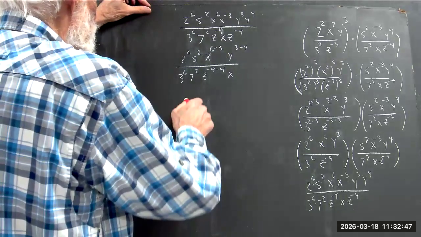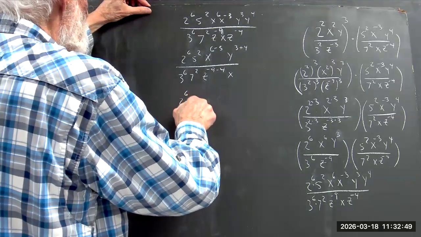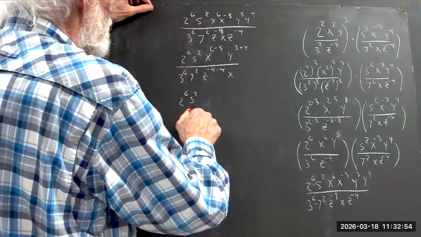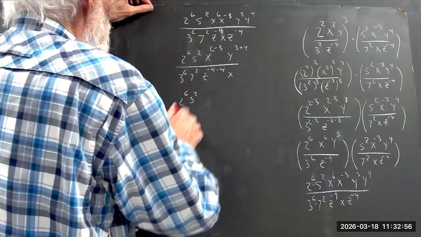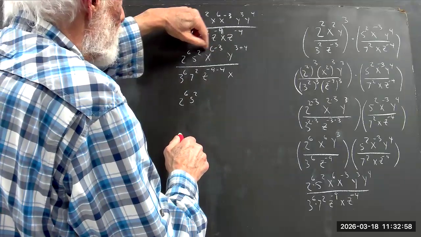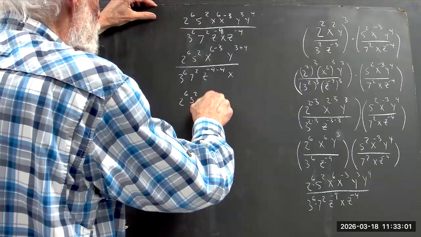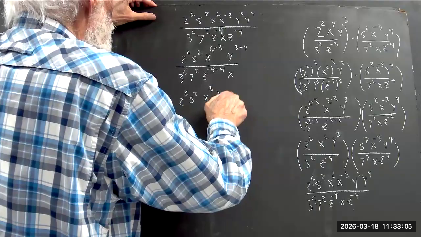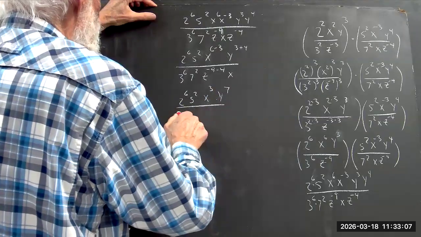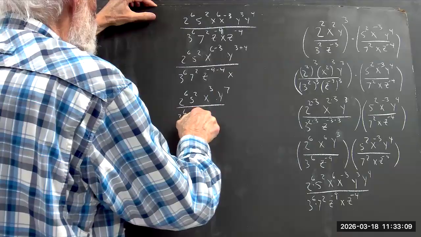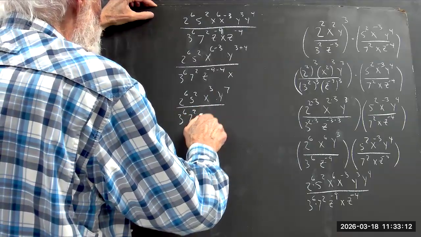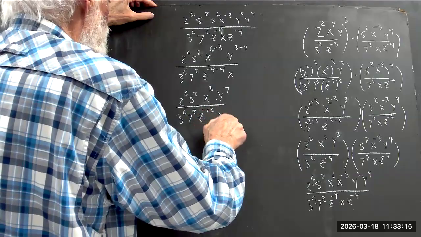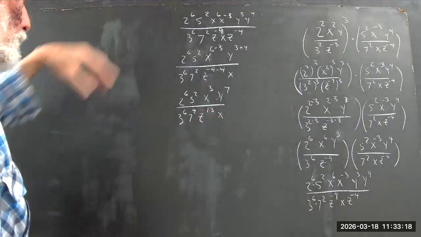Now the next step is very easy. We just do 6 minus 3. My 3 looks like a 5. x to the 6 minus 3 is x to the third. So 6 minus 3 is 3. y to the 3 plus 4 is y to the 7th. 3 to the 6th and 7 squared are still there. z to the negative 9 minus 4 is z to the negative 13th. Then we have x.